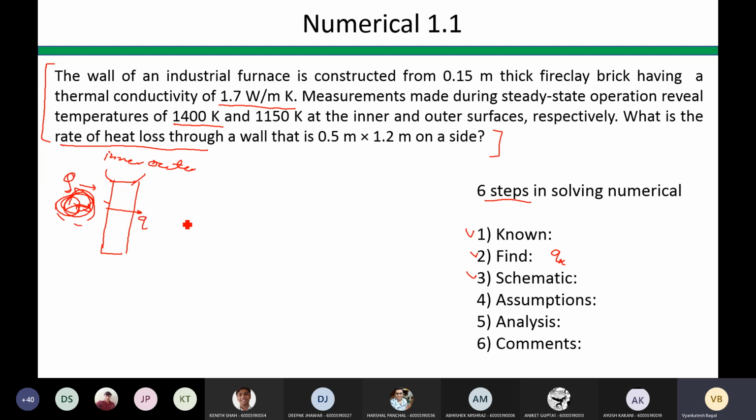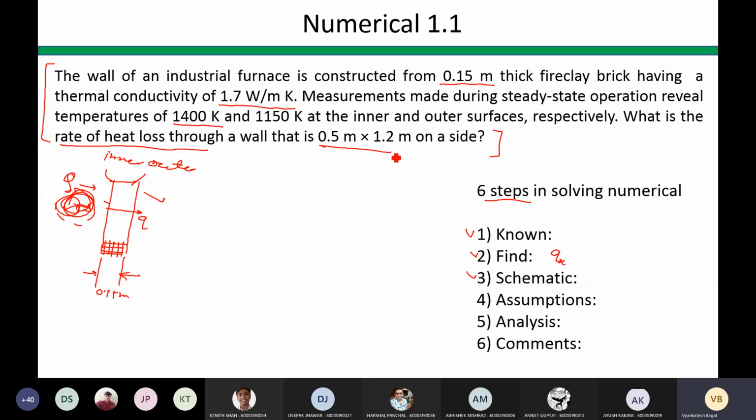And it will go in this direction, so inner to outer wall. So it's a similar kind of diagram you can draw. If you try to draw the 3D sketch, it will be better because all the 3 dimensions are given. So this furnace is constructed of 0.15 meter thick fire clay brick. So this is the thickness of your wall, and this is made up of the bricks like this, and this thickness is 0.15 meter, right?